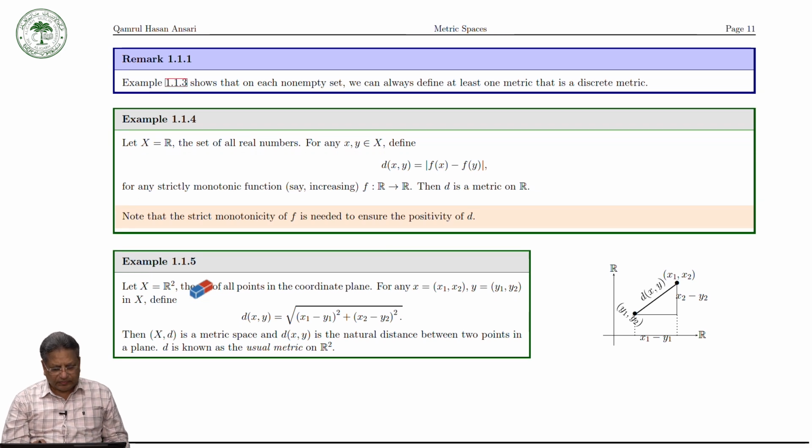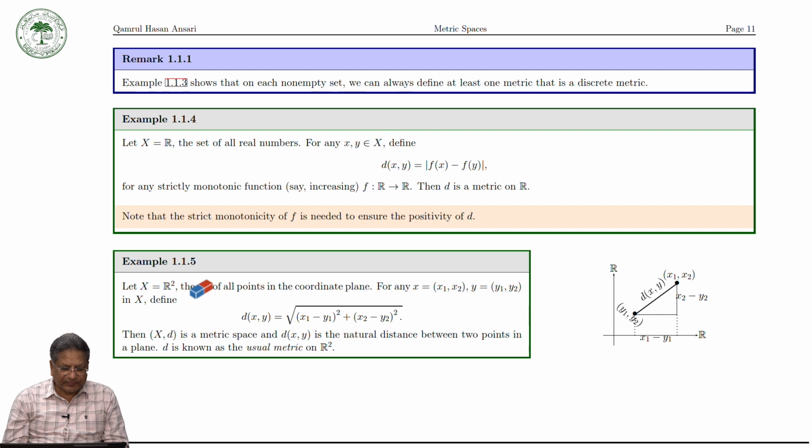Now we can see that, suppose we have defined a metric d(x,y) is equal to mod of x minus y on a non-empty set X, on a real line. Now the question is, can we define another metric on R, the set of all real numbers?